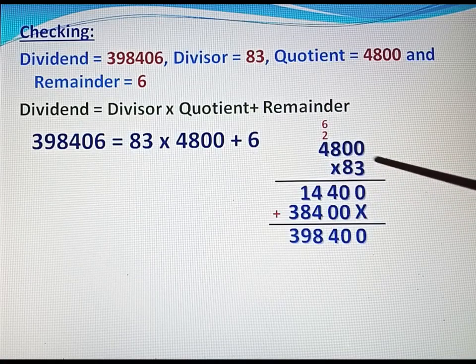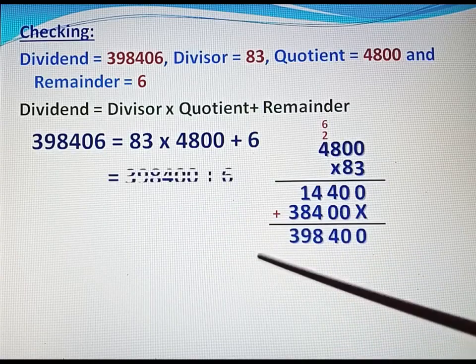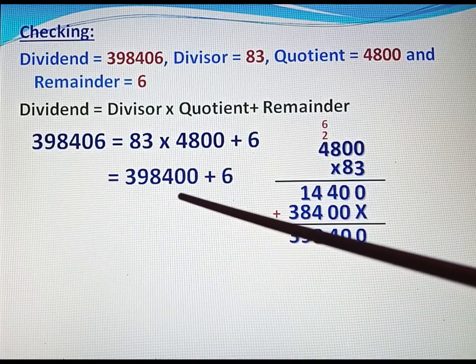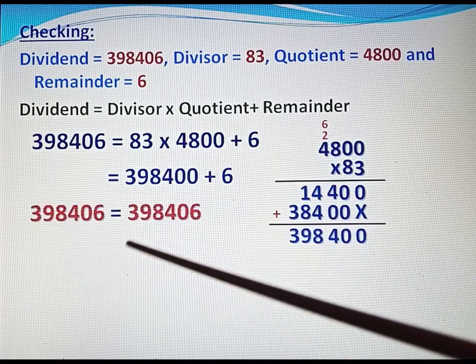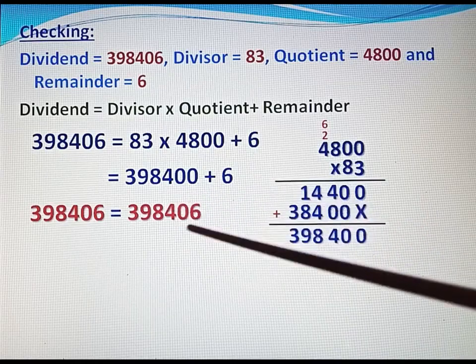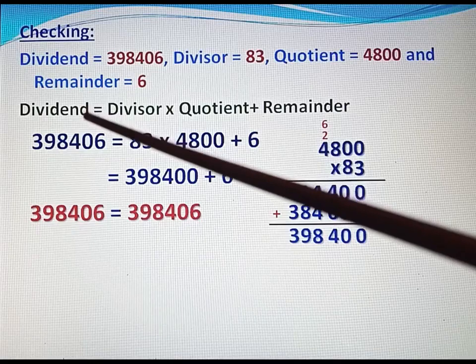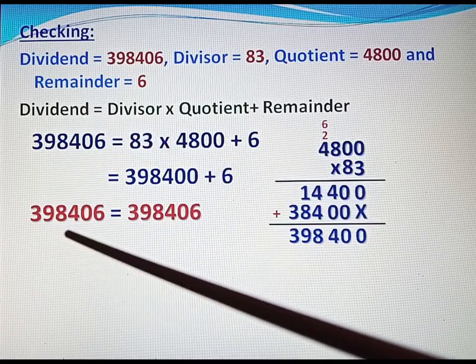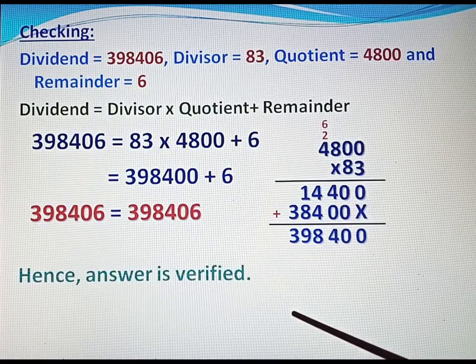4800 multiply 83 equal 3,98,400. Right here 3,98,400 plus 6, and now we will do addition. 3,98,400 plus 6 equal 3,98,406, and dividend equal 3,98,406. Both are equal, hence the answer is verified.